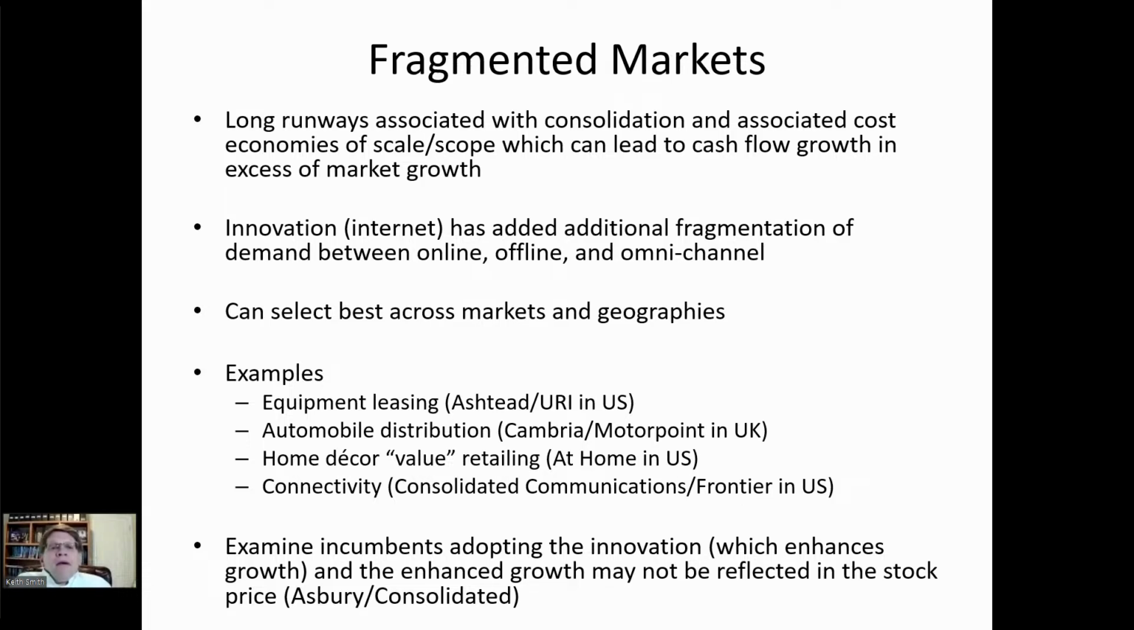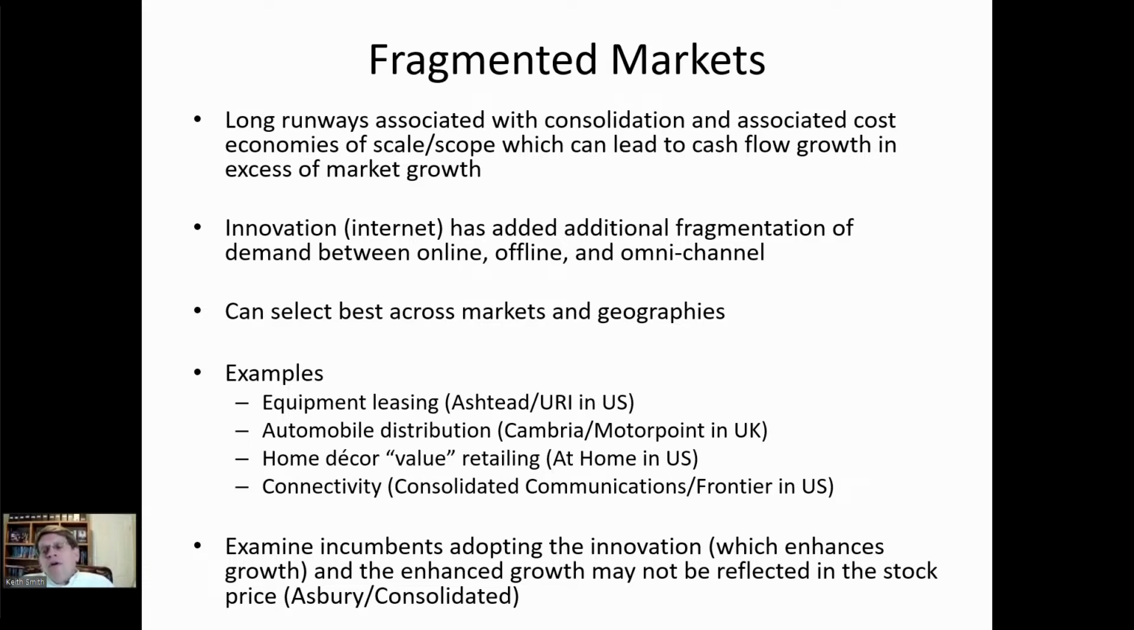The other thing about these sorts of markets is that there are a number of them, so we can select across the best markets and geography. Some specific examples: you can take a look at a company like Ashtead and URI, which are in equipment rental in the United States. They're the two largest competitors in the equipment rental market. They have a huge competitive advantage over the other players in the market, and it's a very fragmented market at this point.